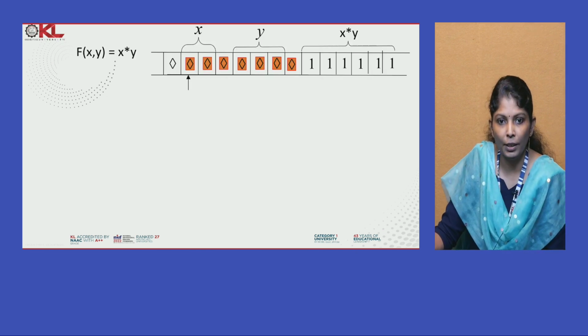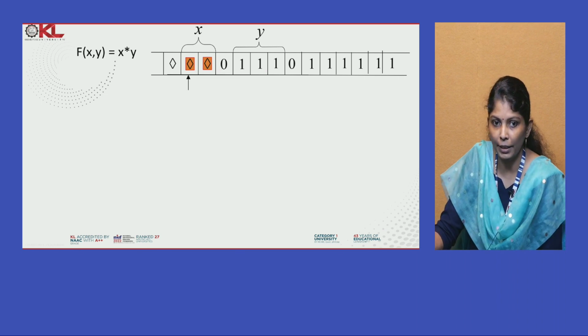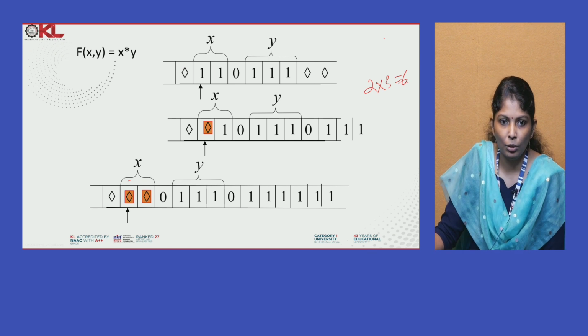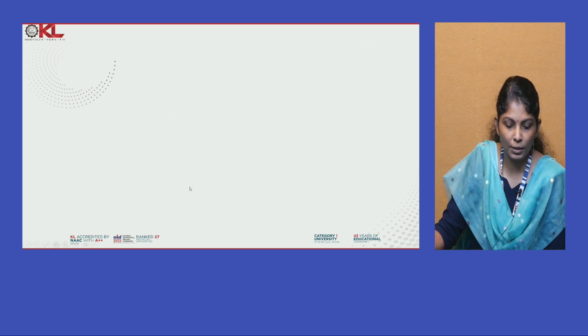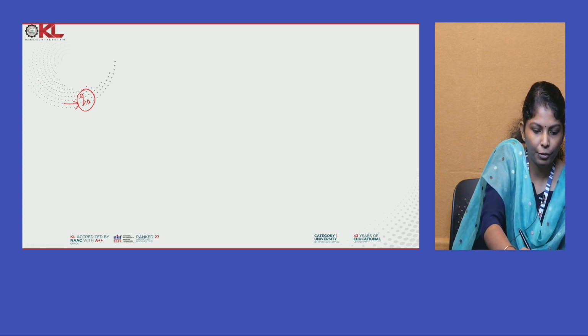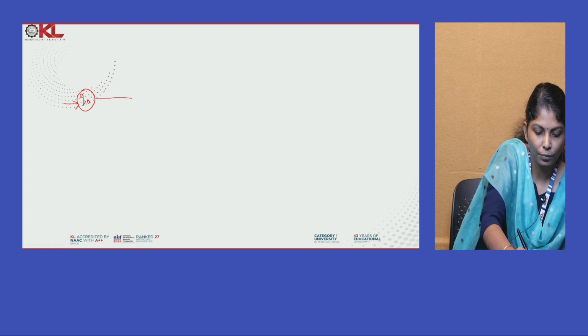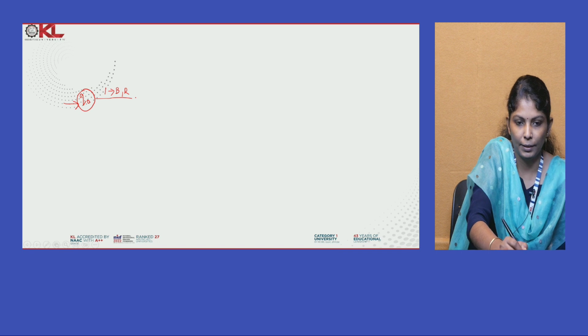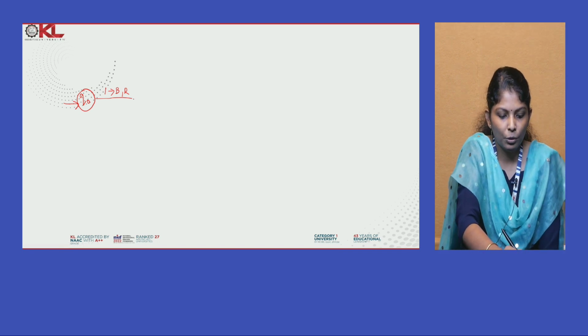And how can we draw the transition diagram for this Turing machine? The concept is this. We start with Q0. When we find the first 1, we make it a blank, the diamond symbol. Then move to the right side.